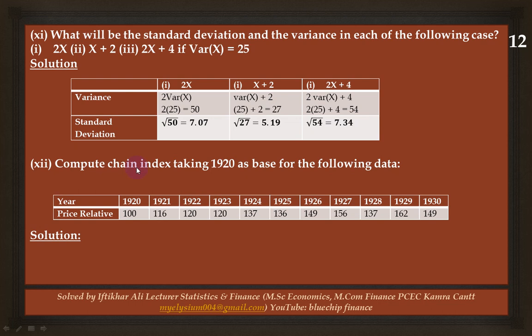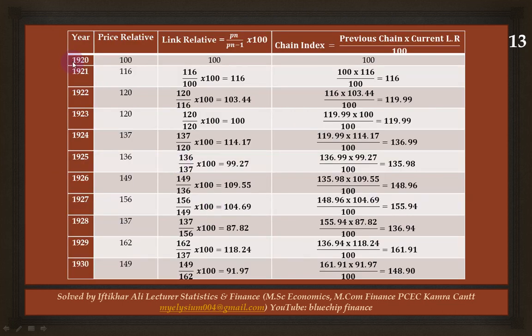Compute chain index taking 1920 as base for the following data. So here 1920 to 1930, and here are the values. To compute the chain index, first of all we will have to calculate the link relatives. Link relative is equal to Pn divided by Pn minus 1 multiplied by 100. Pn stands for current price. Pn minus 1 equals the previous time period price.